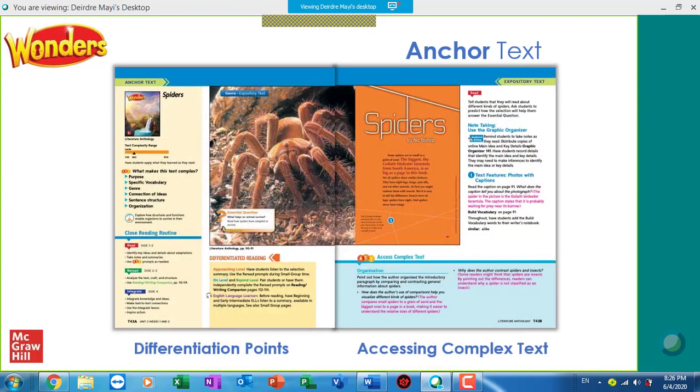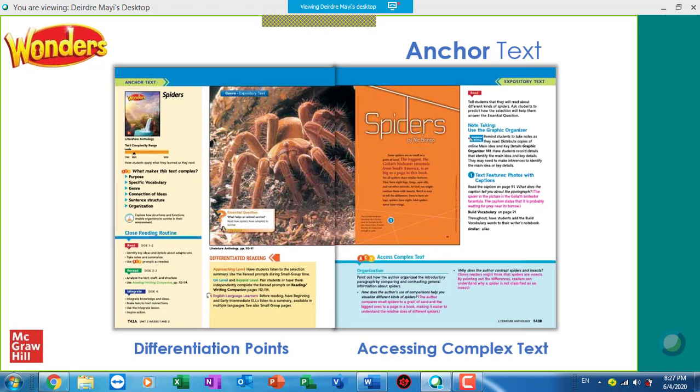As students experience the anchor text within your teacher's edition, which you will see here featured on the screen, please make note of the fact that that close reading routine that we talked about during the shared read, it also exists for the anchor text. Students will be reading, rereading, and iterating. You'll have differentiation points on your teacher's edition pages, along with accessing complex text.